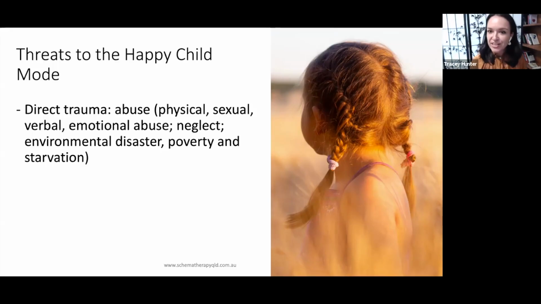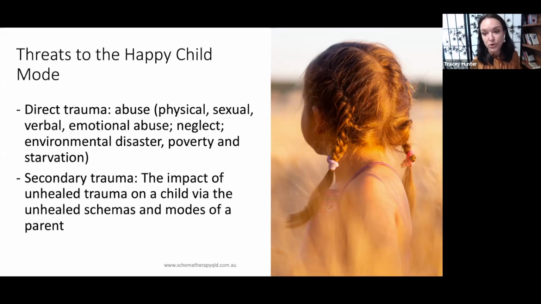There's enough research and enough training out there on treating trauma, so that's not going to be the focus of today. The focus of today is going to be more on what I call, or what other people call, secondary trauma, which is the impact of unhealed trauma on a child via the unhealed schemas and modes of a parent. So when a parent has suffered from abuse in their own childhood and not healed from their schemas and their trauma, there's a passing on of trauma that goes on, which doesn't seem as severe on the outset.